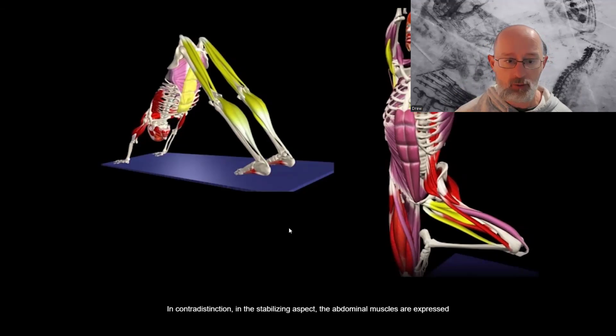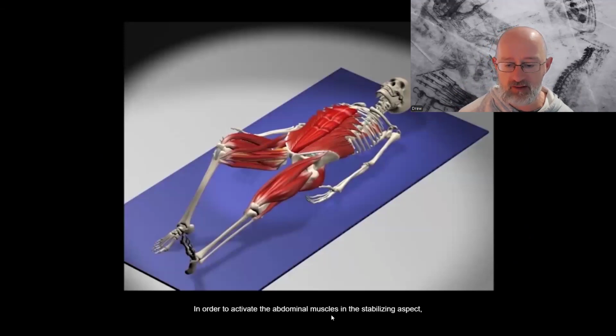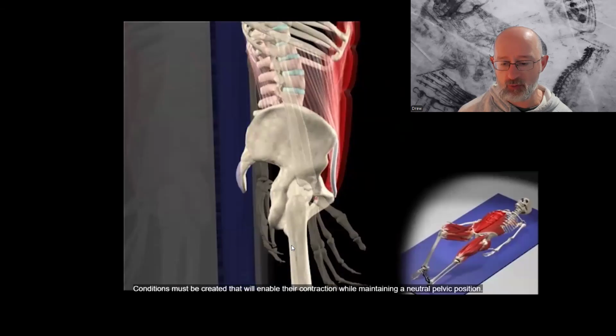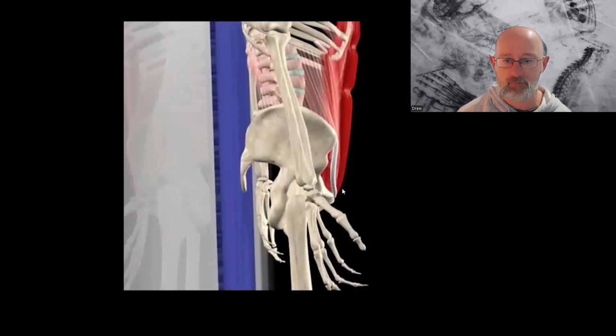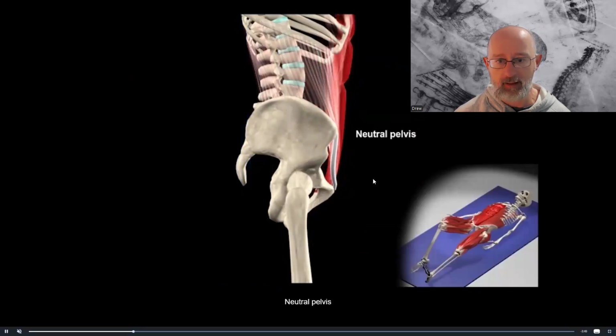Okay, so when we start to introduce movement on the spine, we're going to have all these different actions happening. In order to activate the abdominal muscles in the stabilizing aspect, conditions must be created that will enable their contraction while maintaining a neutral pelvic position. Neutral pelvic position is the natural lumbar curve that everyone will have, and everyone's lumbar curve is slightly different in terms of how much space is between the spinous process in the lower back and the floor. That will then help maintain your neutral pelvis position.